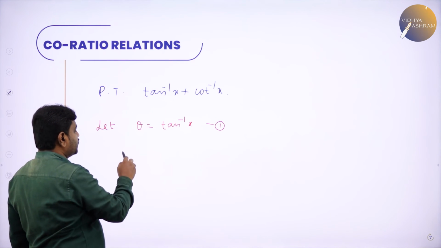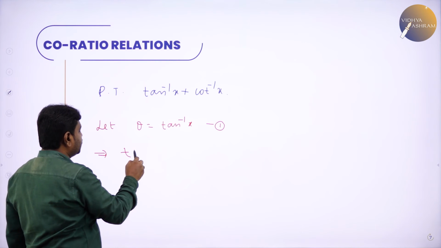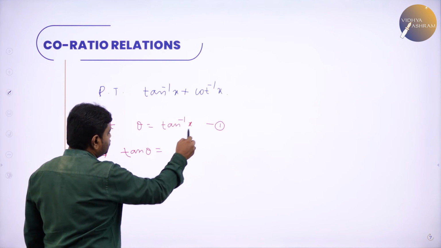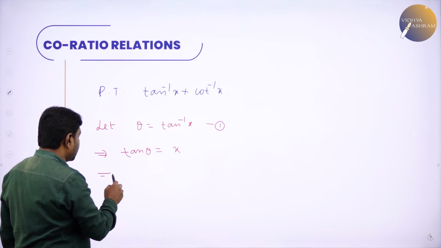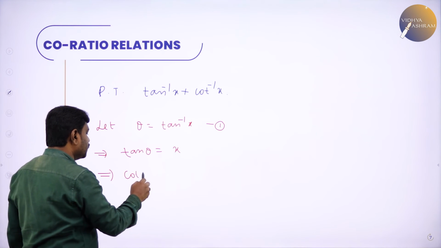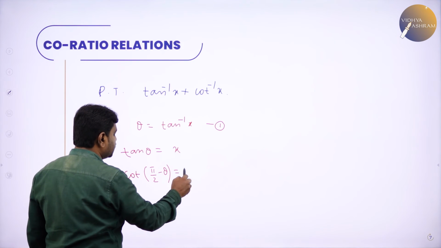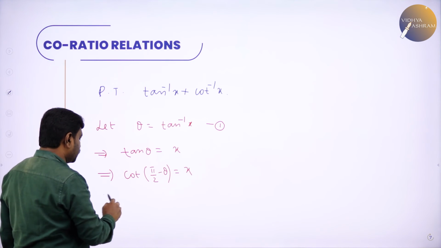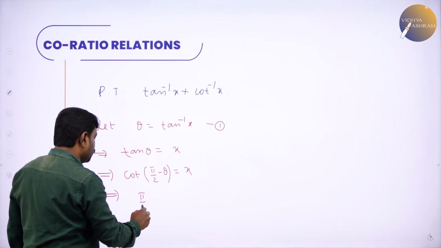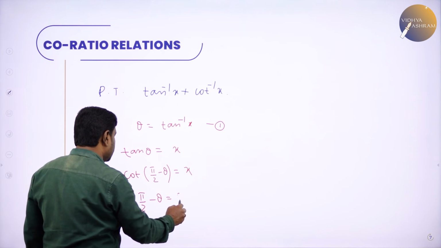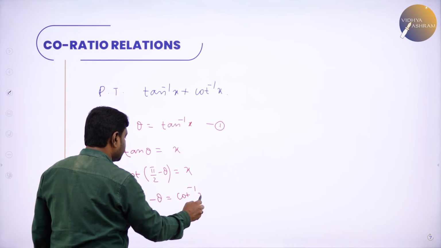Transfer tan inverse to the other side, so it will become tan theta is equal to what? What is left out? X. Further, tan can be written as cot of 90 minus theta, or cot of pi by 2 minus theta is x, and transfer cot to the other side. So pi by 2 minus theta is equal to cot inverse x.